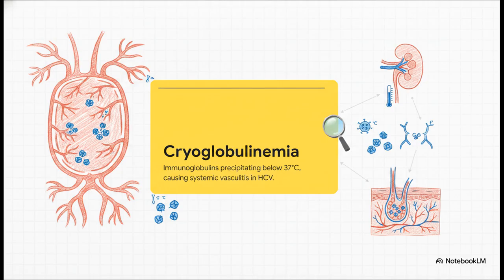Clinically, you need to watch for the classic presentation triad. Patients will present with palpable purpura on their lower extremities, debilitating arthralgias, and profound systemic weakness. This leukocytoclastic vasculitis is a textbook indicator of chronic hepatitis C that you simply cannot miss on a test.